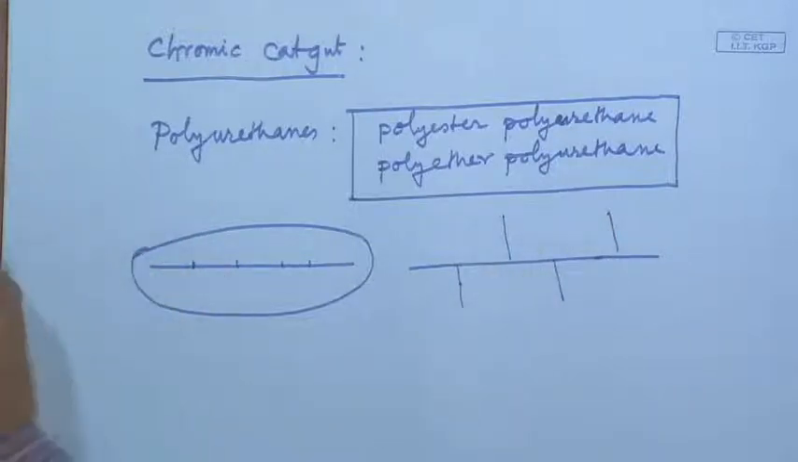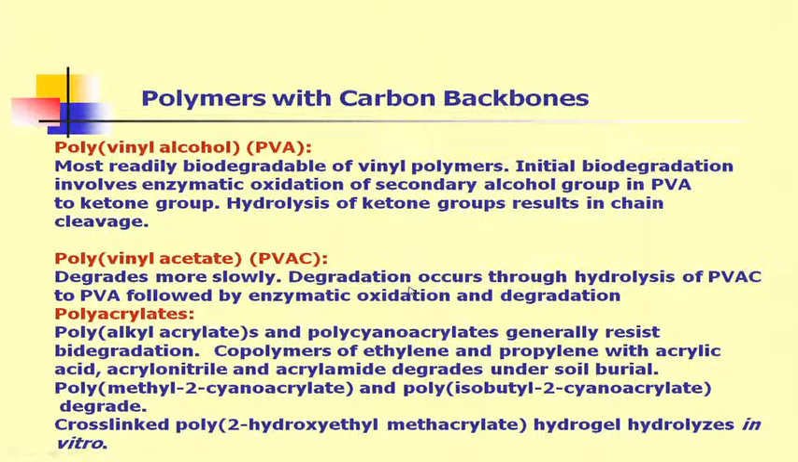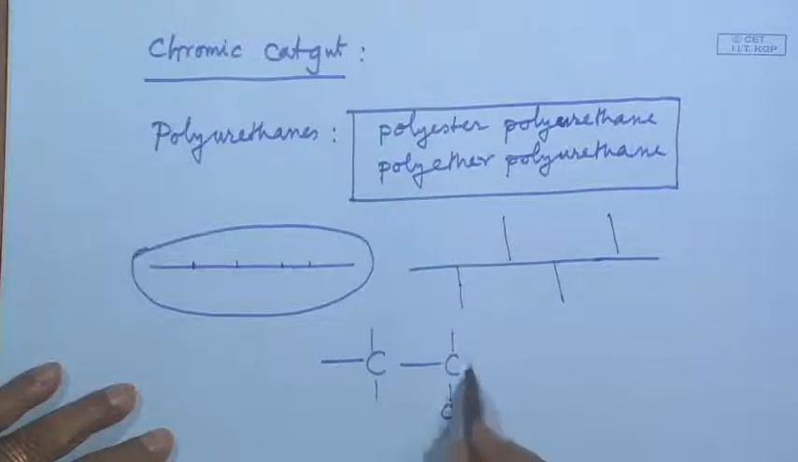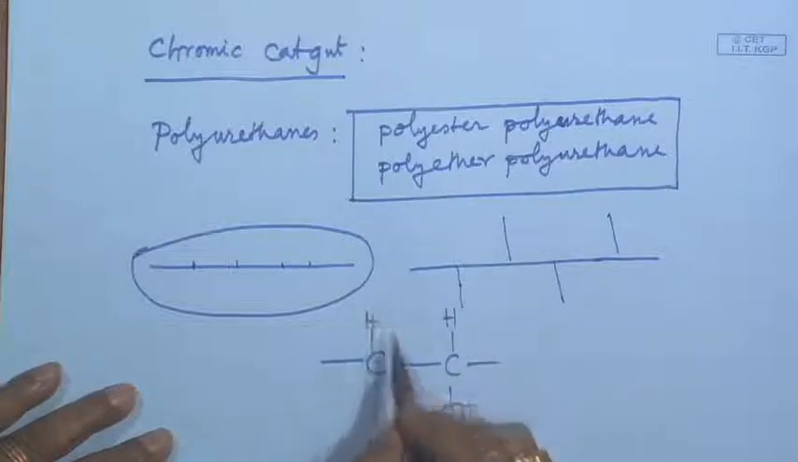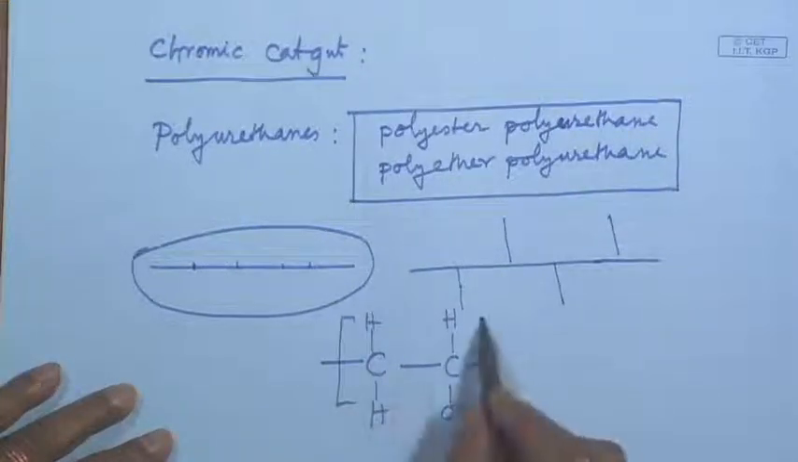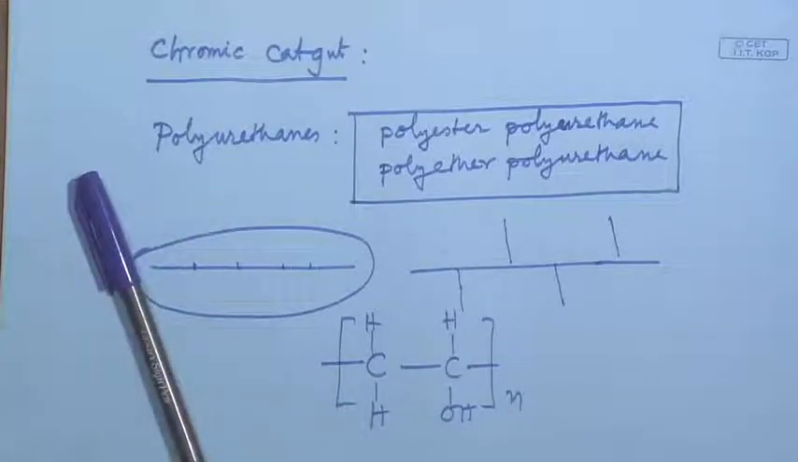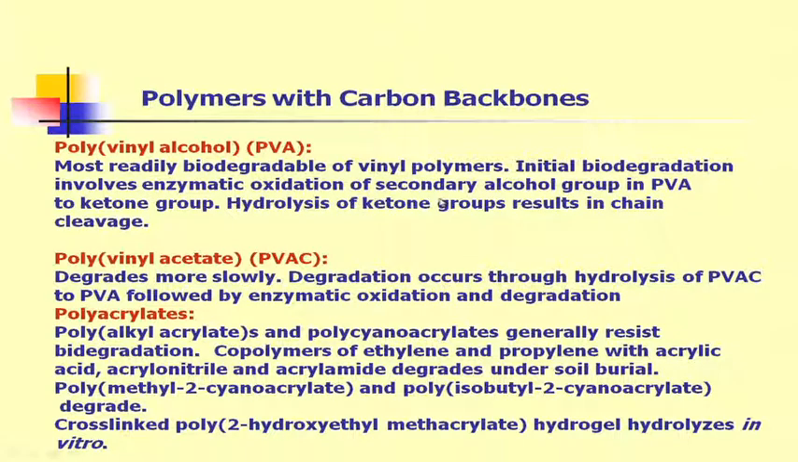These are say polyvinyl alcohol. I have shown you the formula of polyvinyl alcohol. Once again you can see this polyvinyl alcohol. This polyvinyl alcohol, PVA, is the most readily biodegradable vinyl polymer. Initial biodegradation involves enzymatic oxidation of secondary alcohol group. This is the secondary alcohol group in PVA to ketone group.